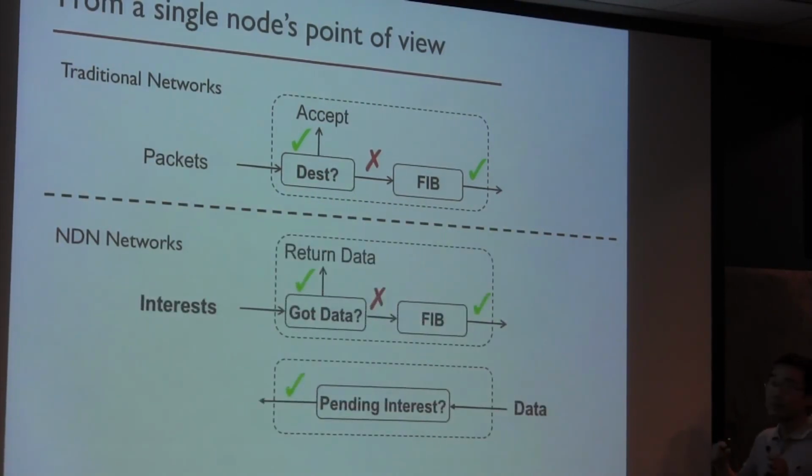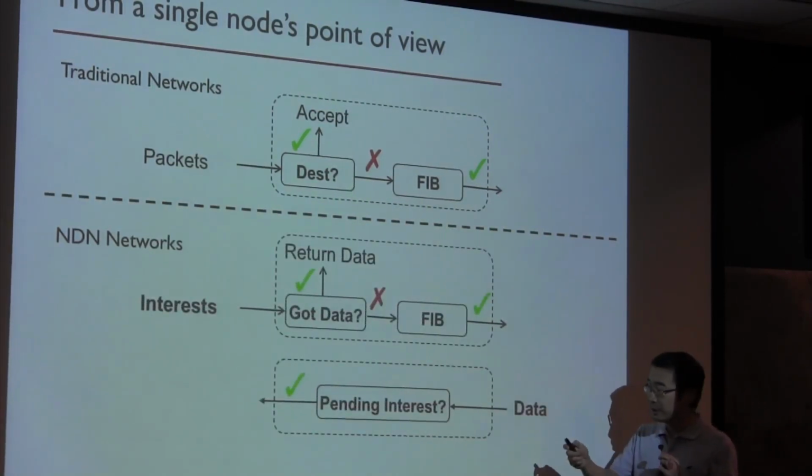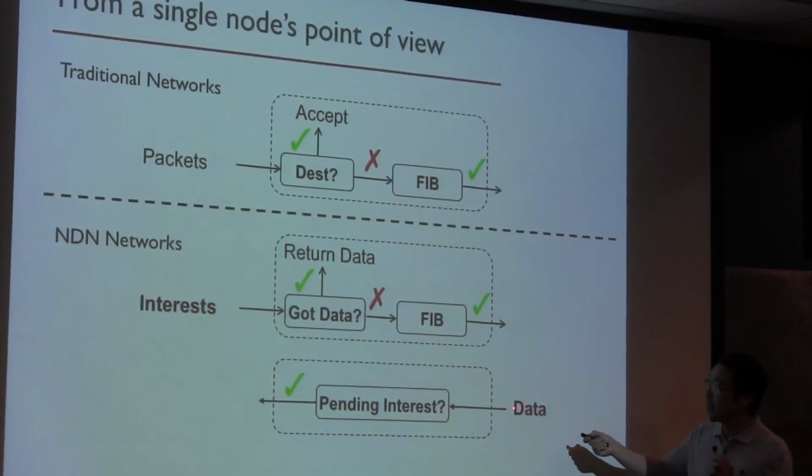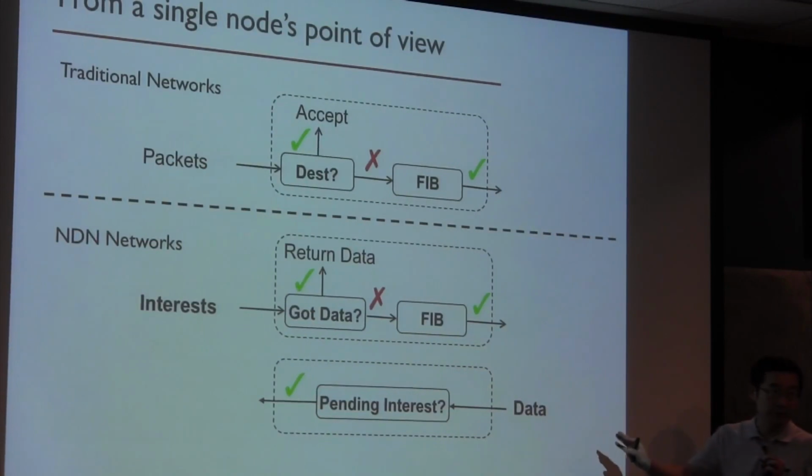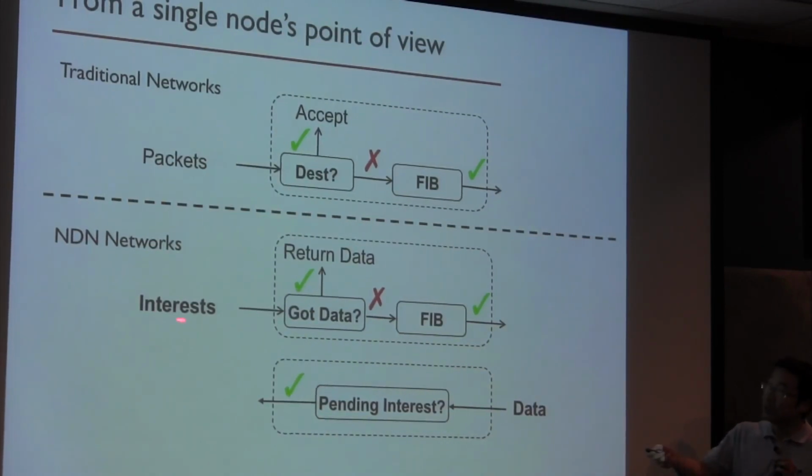In NDN, there are a number of important differences. First, we have interest and data, so two different processing flows. Second, when the interest comes in, there's no address, so you don't ask the question whether we are there yet. You ask the question, do you have the data? If this node has the data, it returns the data.